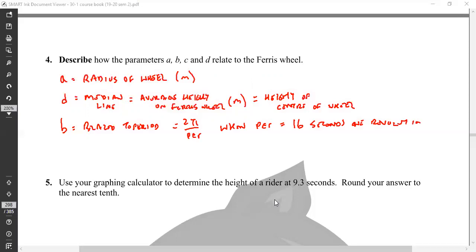Make sure that you're tying all of this back into the context. C is a little nebulous here. It's a little synthetic of what we're doing here. C is your time to reach your median height. It's the time at which Sam looks at the center and says, oh, I'm at the same height as that center. Whatever.